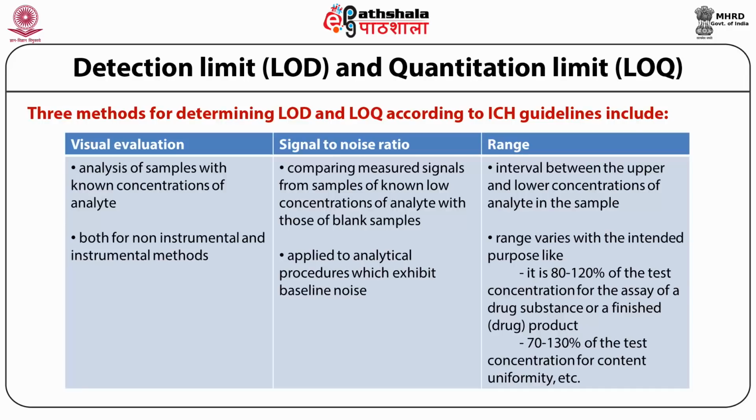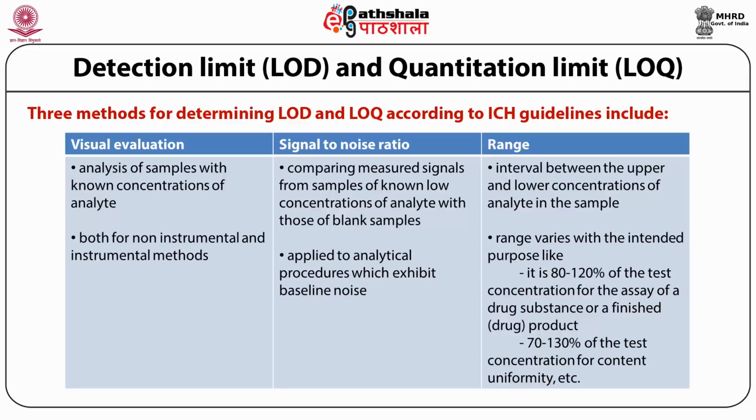Range. The range of an analytical procedure is the interval between the upper and lower concentrations of analyte in the sample, for which it has been demonstrated that the analytical procedure has a suitable level of precision, accuracy, and linearity. It is established by confirming that the analytical procedure provides an acceptable degree of linearity, accuracy, and precision when applied to samples containing amounts of analytes within or at the extremes of a specified range of the analytical procedure.